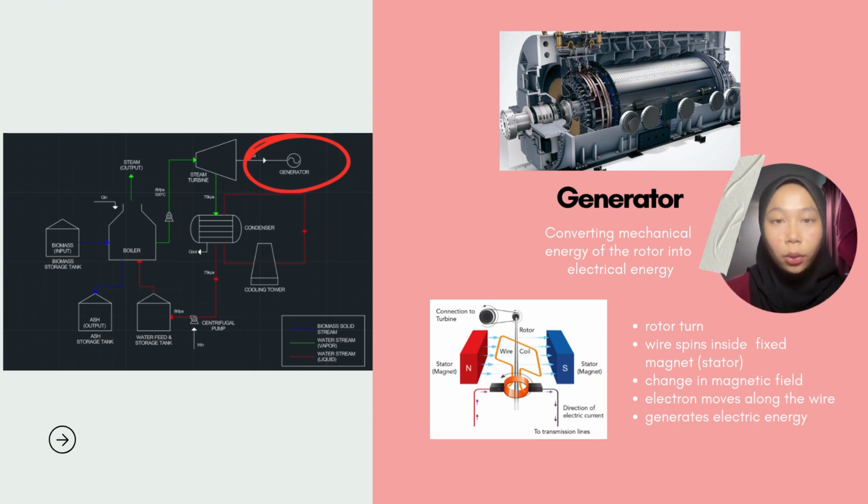So what happens is the rotor will turn, and then the wire will spin inside a fixed magnet that we call the stator. And then there will be a change in magnetic field, which allows the electrons to move along the wire, and that's when the electric energy is generated.